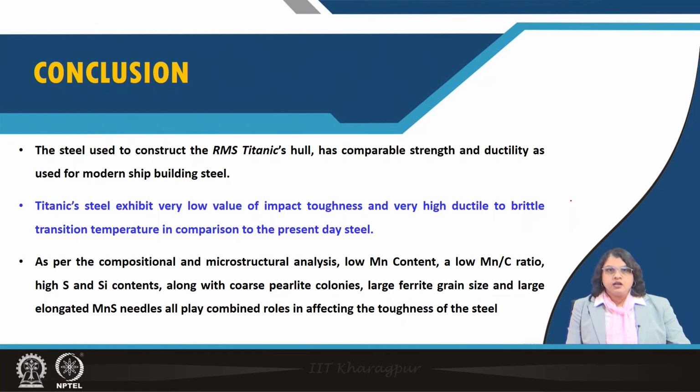As per the compositional and microstructural analysis, we have seen that low manganese content, low manganese to carbon ratio, high sulfur and silicon contents, along with coarse pearlite colonies, large ferrite grain size and large elongated manganese sulphide needles all play combined roles in affecting the toughness of the steel. So, okay, there is not one factor that we can pinpoint, all those acted simultaneously and led to the catastrophic event to occur.